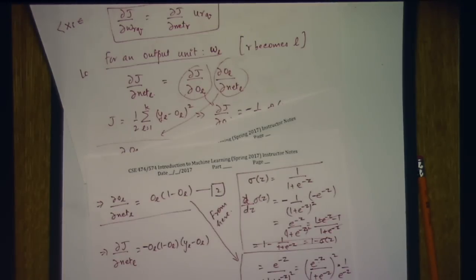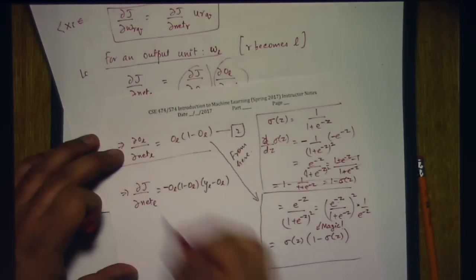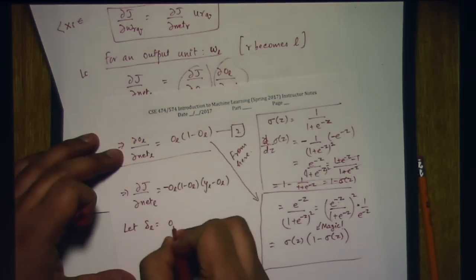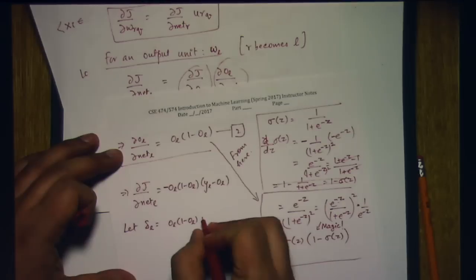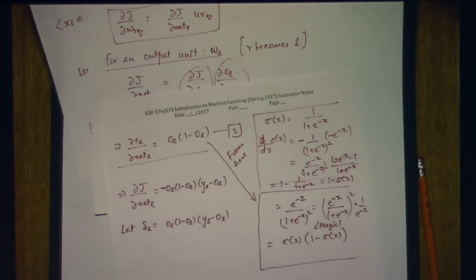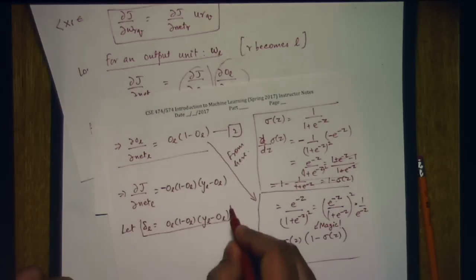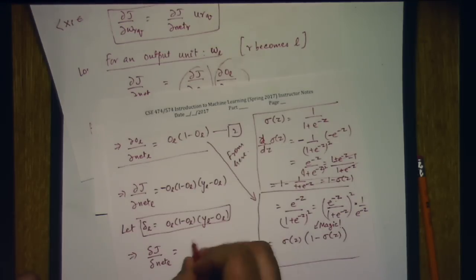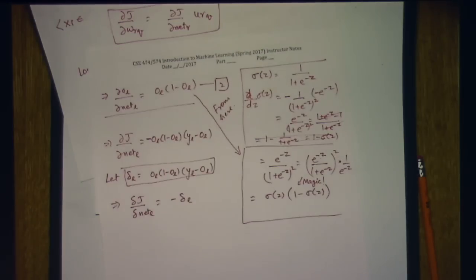And what I'm going to do is say let delta L be equal to OL times 1 minus OL times YL minus OL. I don't want to write the whole term over and over again because this will come later as well. I'm just going to denote this whole term as delta L, which means that the partial derivative with respect to net of L is nothing but minus delta L. That is just a notational rearrangement.